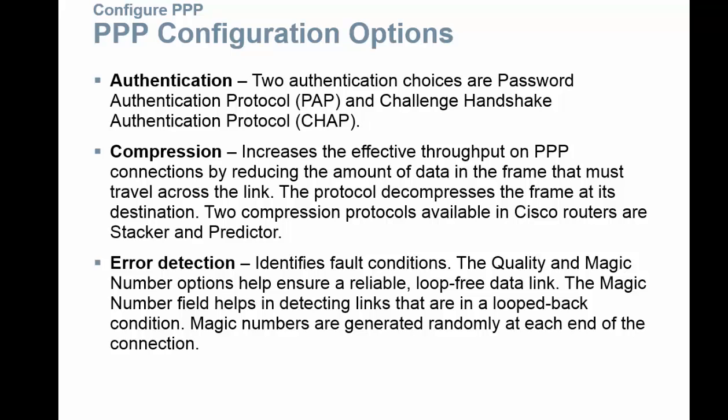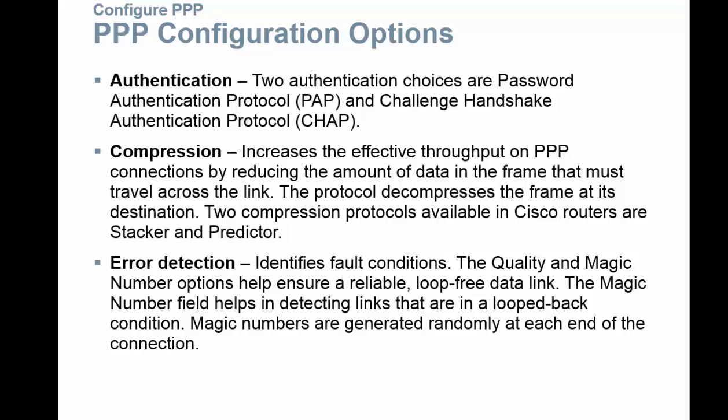It increases the effective throughput on PPP connections by reducing the amount of data in the frame that must travel across your link. The protocol decompresses the frame at its destination, so it compresses it when it leaves and it uncompresses it when it gets there. Two compression protocols available with Cisco routers are Stacker and Predictor. And then we also have error detection, and that identifies fault conditions.